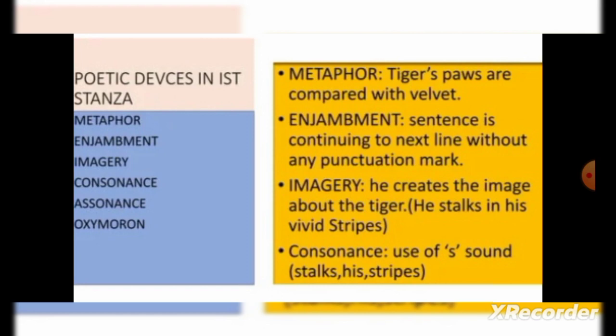Next poetic device used in this stanza is consonance. Consonance is the repetition of the S sound. Here we find consonance in stalks, his, stripes. All the 3 words end with the S sound.